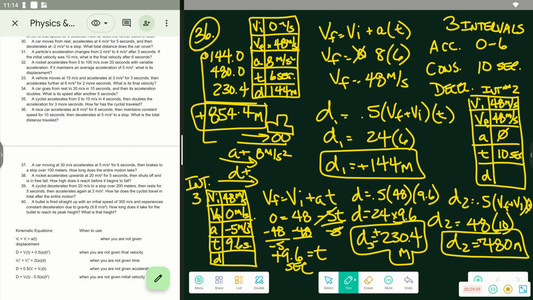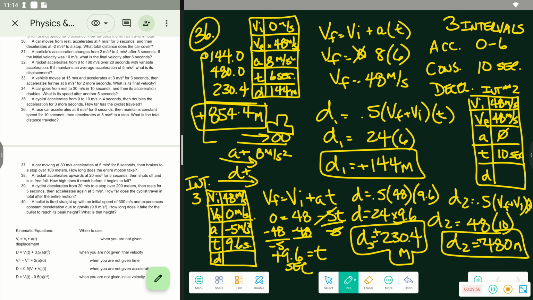Questions? When there's a change in velocity, you have to set it up as intervals. You have to do the first part, second part, third part if there's 3, fourth part if there's 4, whatever. All right?